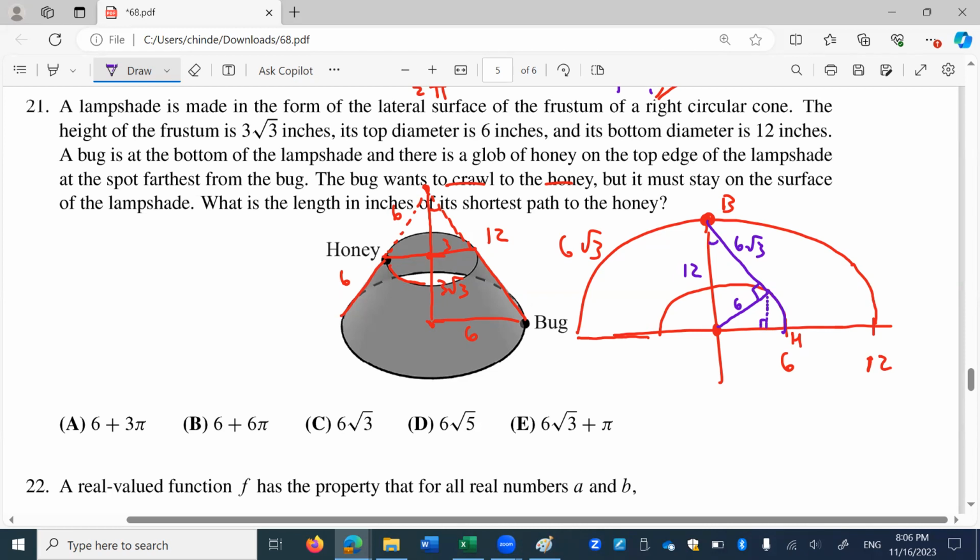Right, this is the 30-degree angle. This is the 60-degree angle. So this one is, again, 30 degrees, or in radians, pi over 6, which means that this arc is pi over 6 times 6, or just pi. And so my answer is 6 root 3 plus pi. Cool.